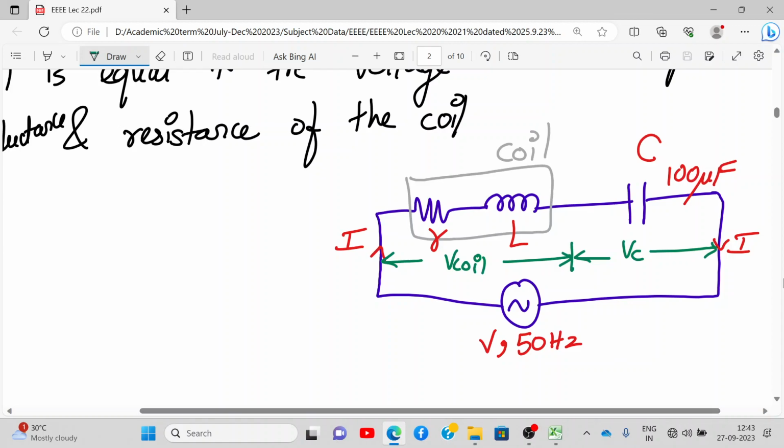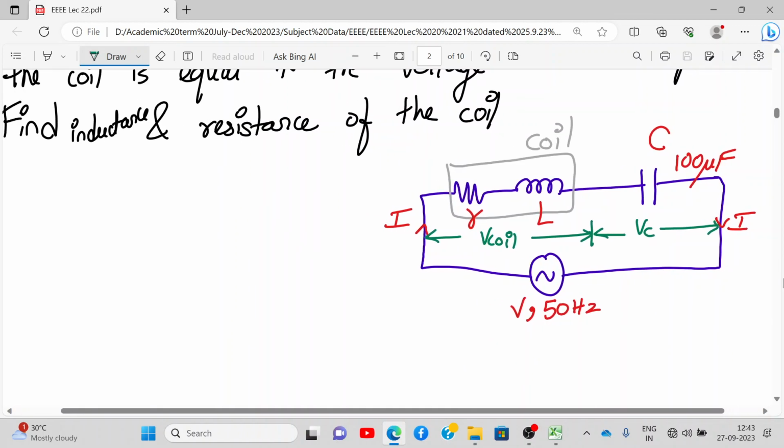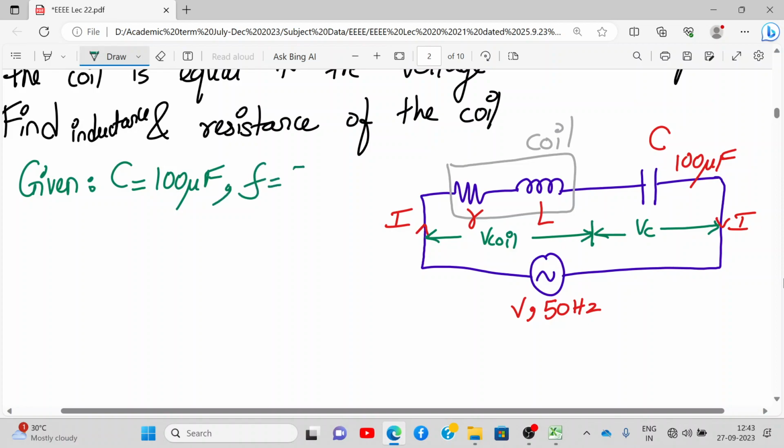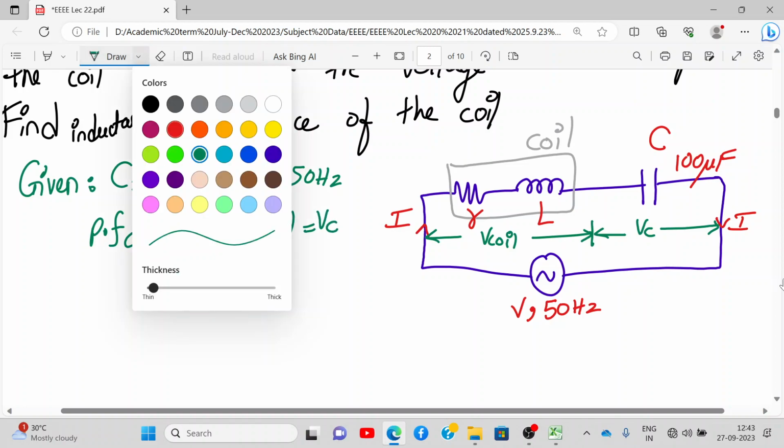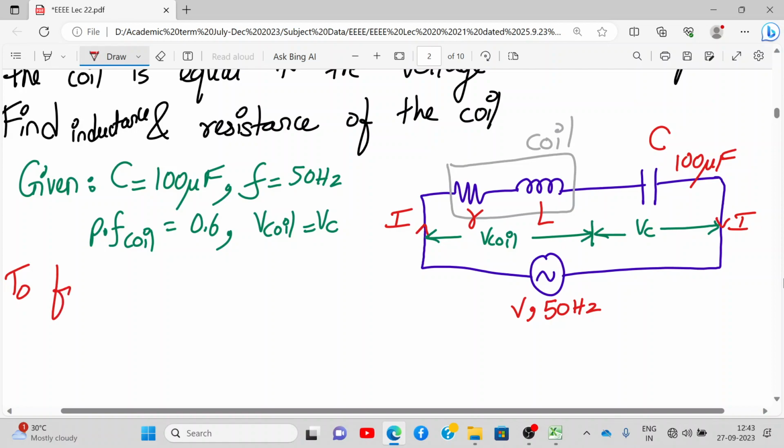So this is the diagram. What is the given data? Given: C is 100 microfarad. Frequency is given. Power factor of the coil is given, remember, 0.6, and V coil is equal to VC. What are we supposed to find? L and R. C is given, right? Now tell me, how will you proceed?